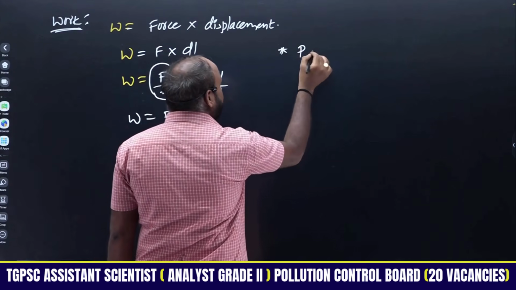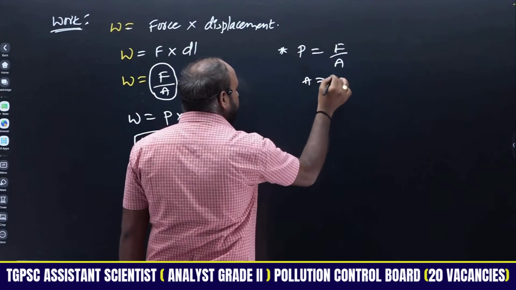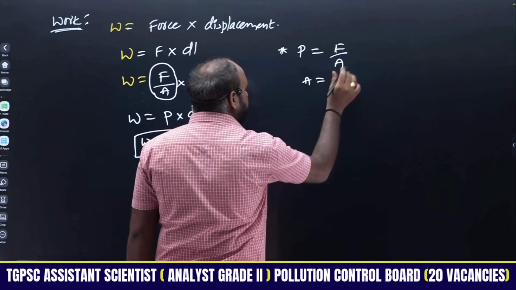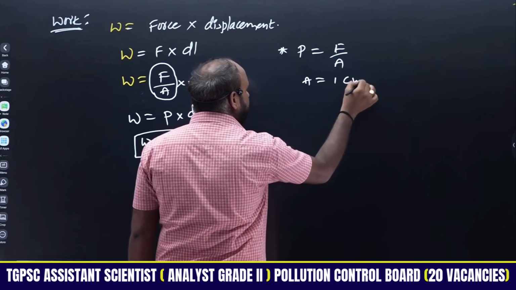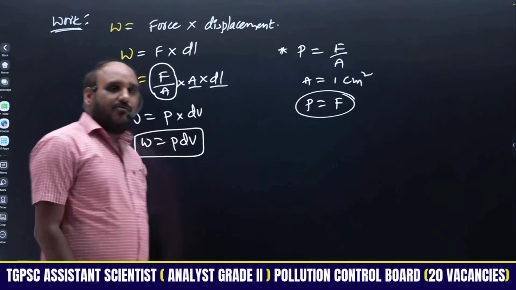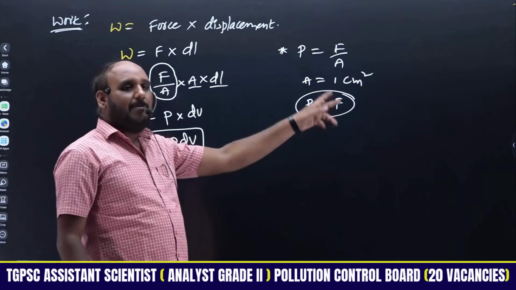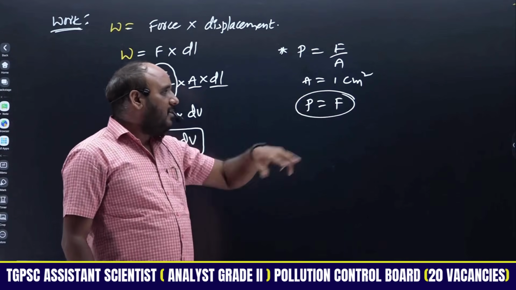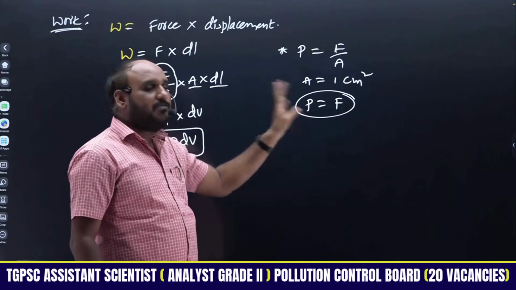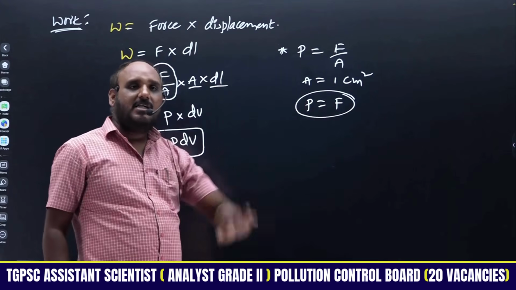Therefore the pressure of the system is equal to force per unit area. If area is equal to 1 centimeter square, right, 1 centimeter square, then P is equal to F. The corresponding force is equal to pressure. Means whatever force we have applied on a particular unit area, even meter square we may consider, that force will be equal to pressure. This force and pressure will be applicable for the system, right?